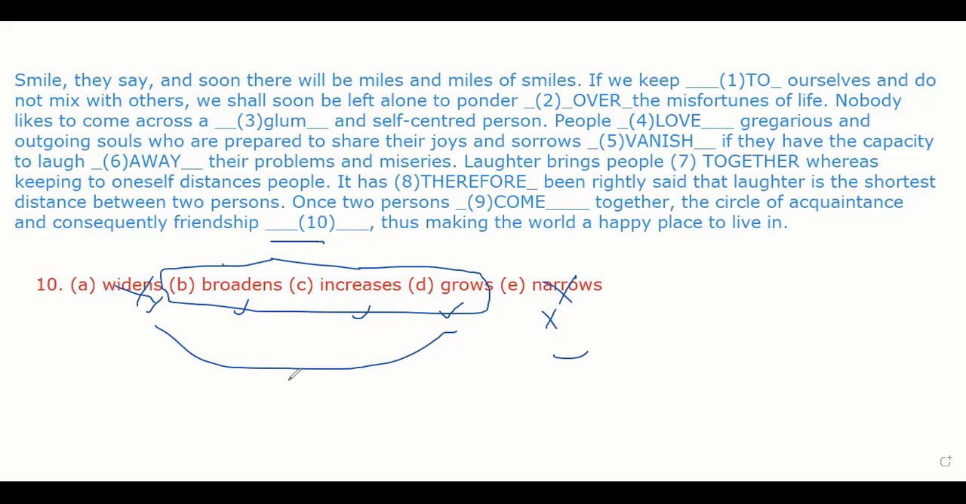So once two persons come together, the circle of acquaintance and consequently friendship. Obviously, the word will be one which adds to this. So it is broadens, increases or grows. Friendship increases is very bad because increases is not kind of this. These two are better words. Now tell me which one is the more appropriate word.